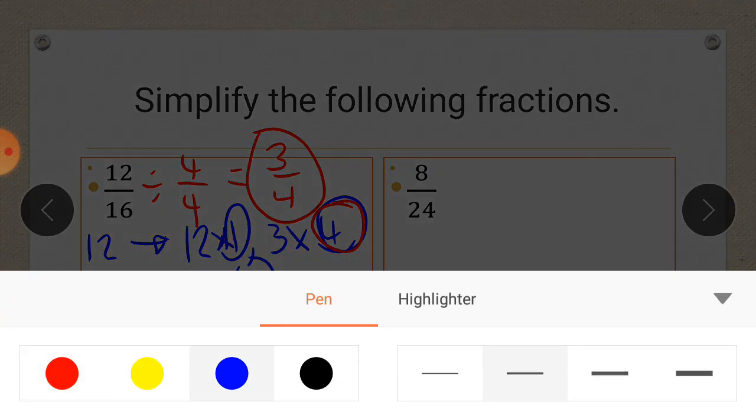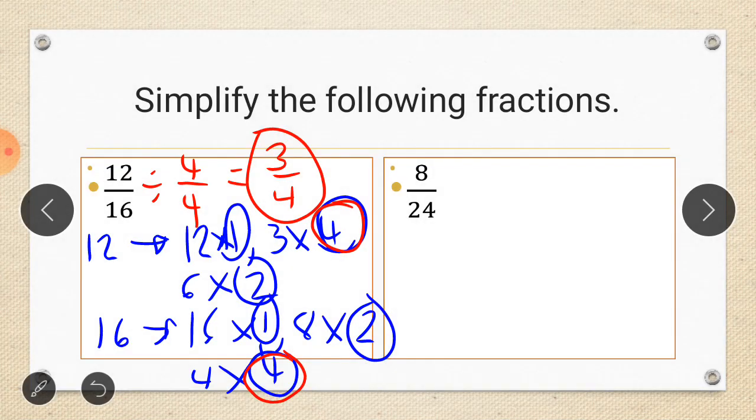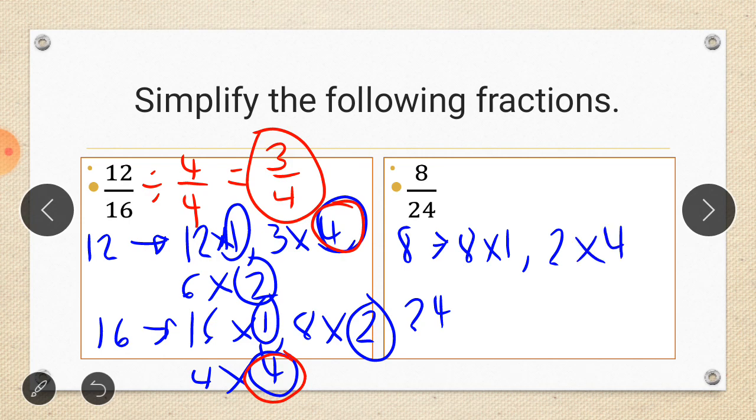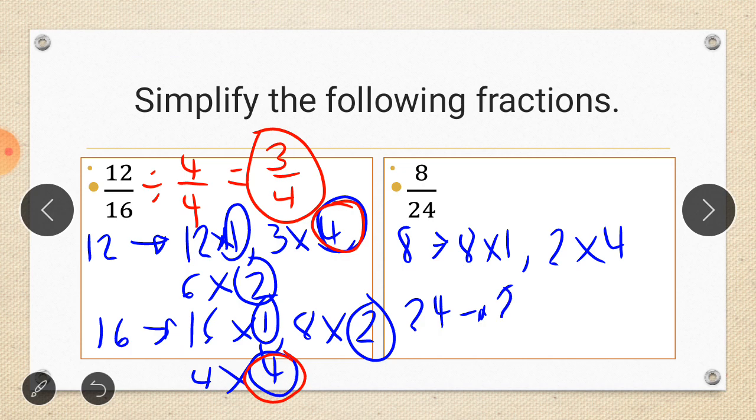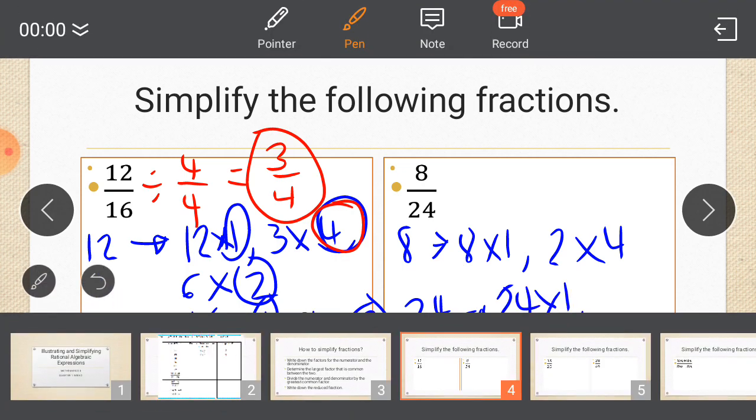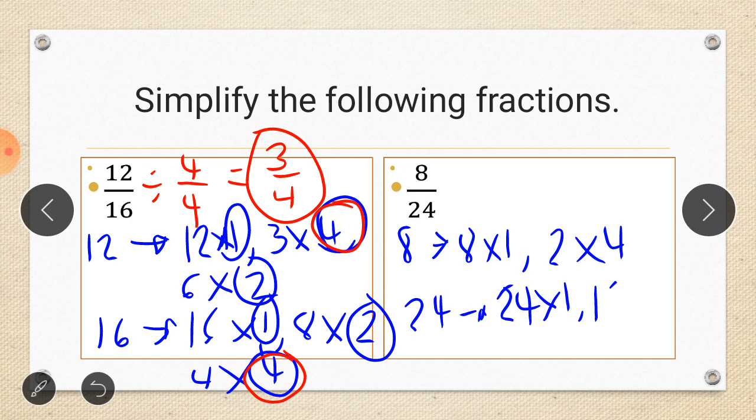Let's have another example, 8/24. List down the factors of 8 and 24. For 8, we can have 8 times 1 and 2 times 4. For 24, we have 4 times 1, 12 times 2, 6 times 4, and we can also have 8 times 3.